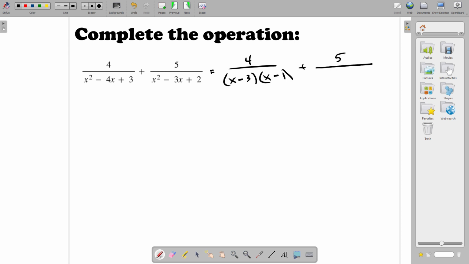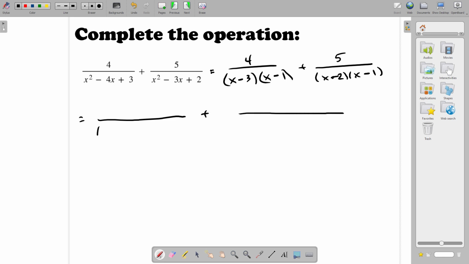Let's do the same for the second denominator. This time we have factors of 2, and we need a negative 3, so again that's going to be negative, that's going to be negative. We get negative x, and negative 2x gives me my negative 3x in the middle, and negative 2 times negative 1 is positive 2.